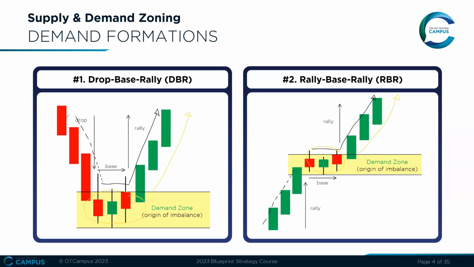One is a drop-based rally with this visually looking like a U shape, and one just being a rally-based rally with a rally prior to the base. So here again, most important, we'll be looking for green candles.